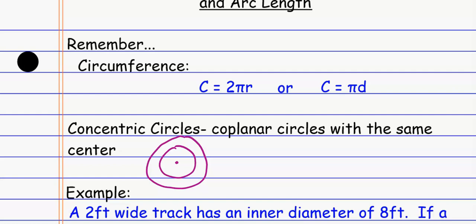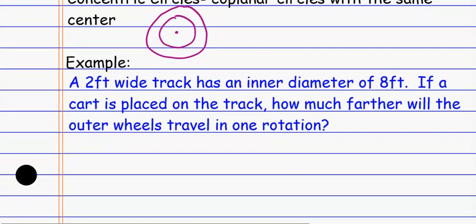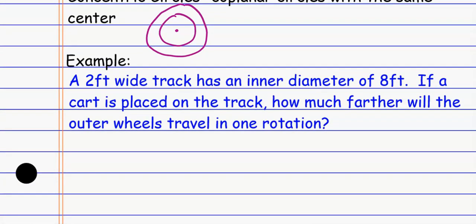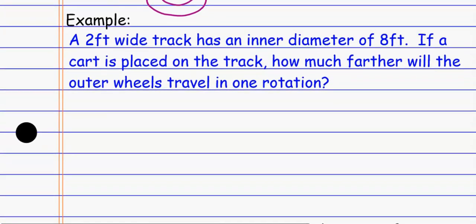Okay. For example, applying concentric circles and circumference in kind of the same aspect here, it says a 2-foot wide track has an inner diameter of 8 feet. If a cart is placed on the track, how much further will the outer wheels travel in one rotation? And so it's one of these tracks, almost like a train track or something like that, where the wheels kind of lock onto that portion of the track.